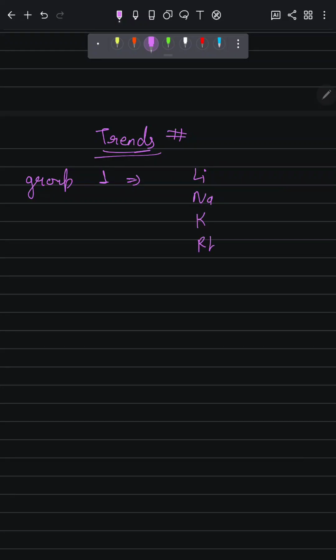So there are some basic trends in the periodic table and some exceptions which are also present. So let's talk about group 1. As we know, if we go down the group, just like lithium, the size is increasing. This is the basic knowledge.